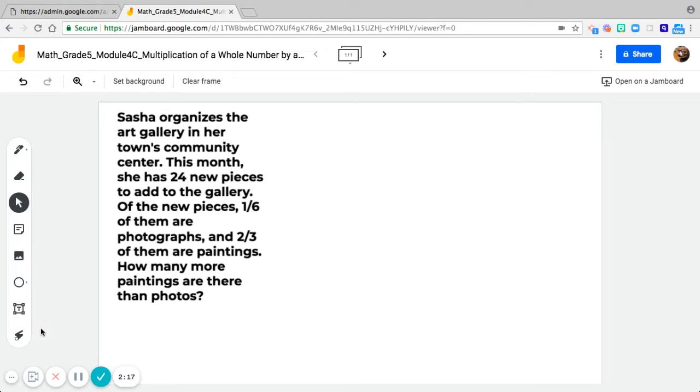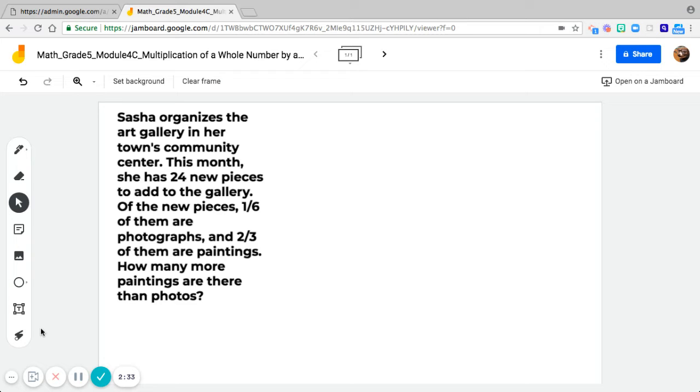Okay, so let's move on to the second read. You guys are going to read with me. This is our choral read. And while we're reading, I just want you to pay attention to the specific quantities within this problem, okay? Okay, so let's get ready.